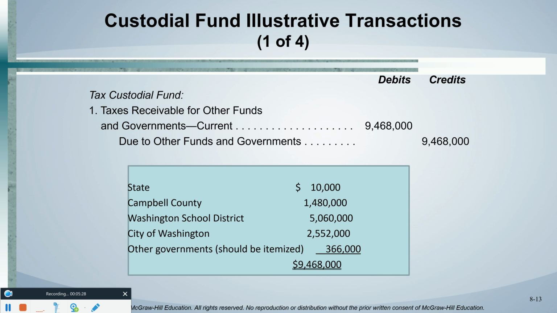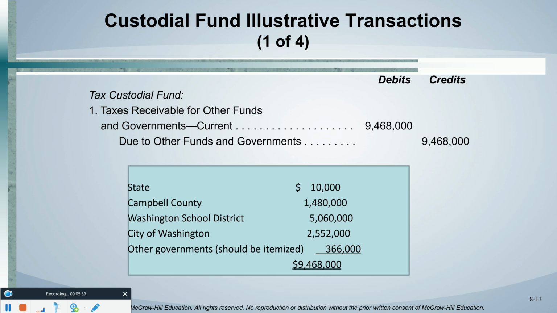So all of the property was assessed in the county, and the tax bills were prepared using millage rates, just like I explained to you. And at the end of the day, the total taxes for all of the taxing jurisdictions within the county boundaries is $9,468,000. So the journal entry in the custodial fund is going to be as follows.